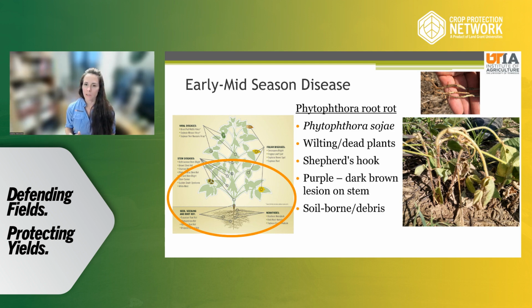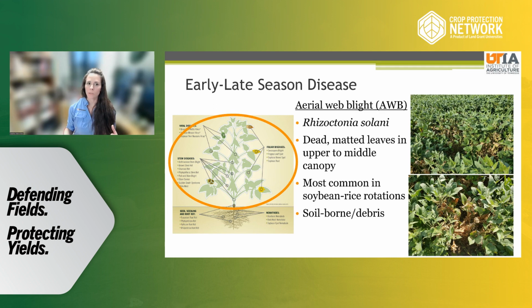And so then, changing gears a little bit to an early to late season disease, and then another one that was listed as a seedling disease pathogen, but it can also cause a later season disease called aerial web blight. This is where later, usually during vegetative to reproductive growth stages, you see dead leaves in the upper middle canopy. We'll put it over on your right.